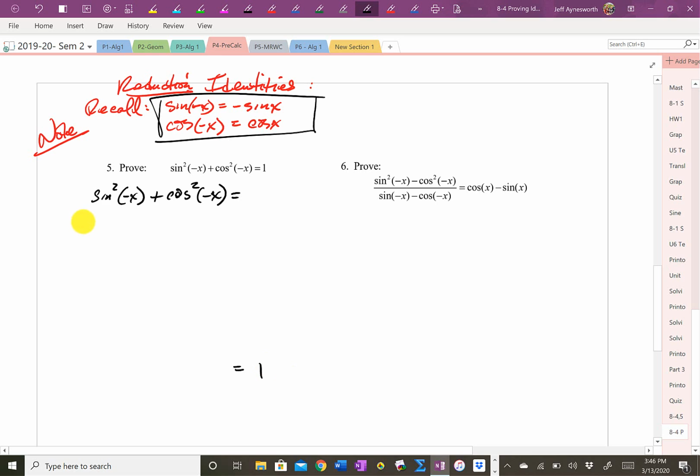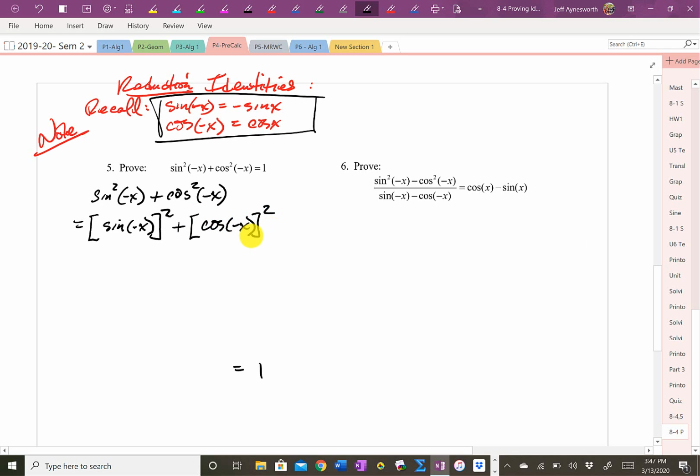Okay, so here we go. I'm going to rewrite this to make a little bit more sense. When you square sine of negative x, you can rewrite it this way. The notation on the top is a shorthand way because it doesn't use 2 sets of parentheses. But what you're really doing here is taking sine of negative x and squaring it. And on the second one, you're taking cosine of negative x and squaring it.